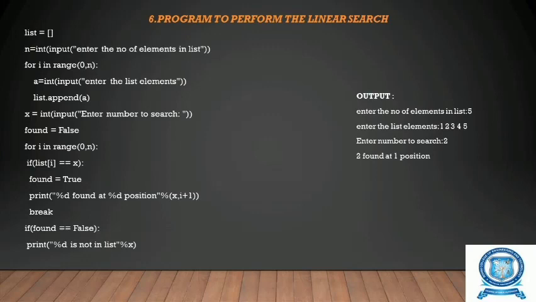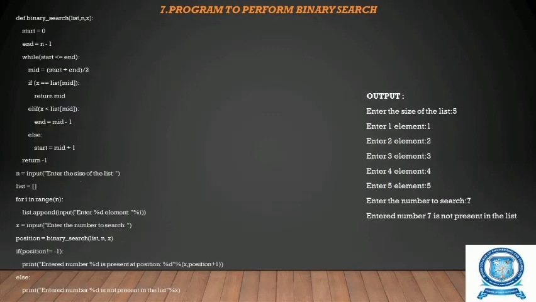So, this is the output. We are entering the number of elements in the list as 5, and 1, 2, 3, 4, 5 are the elements in the list. We are searching for the number 2. So, 2 is found in the first position, is the output.